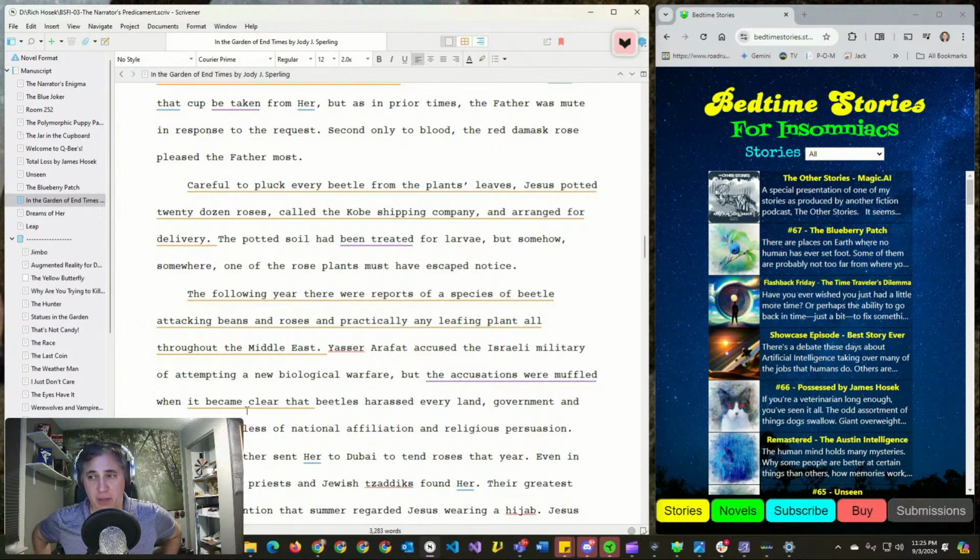Careful to pluck every beetle from the plant's leaves, Jesus potted 20 dozen roses, called the Kobe Shipping Company, and arranged for delivery. The potted soil had been treated for larvae, and somehow, somewhere, one of the rose plants must have escaped notice. The following year, there were reports.